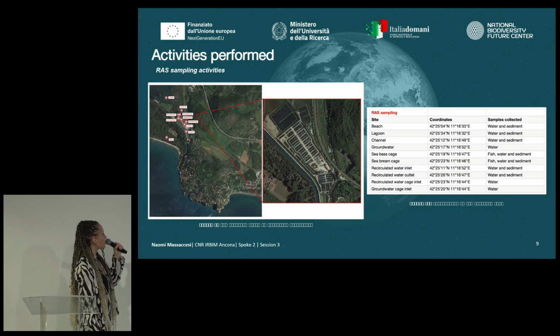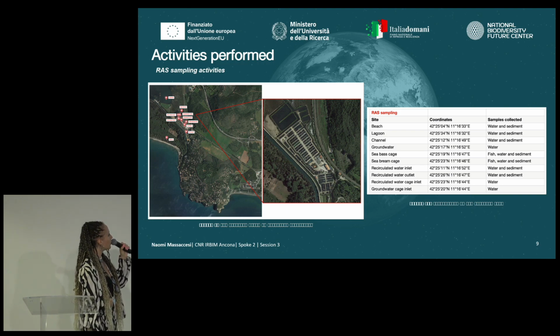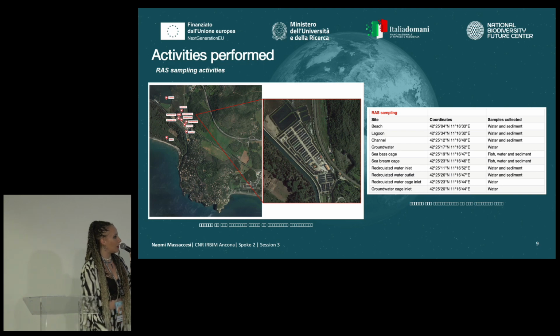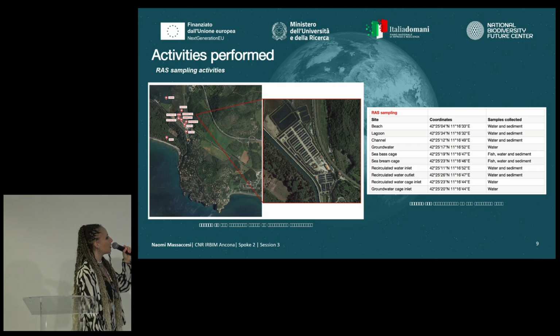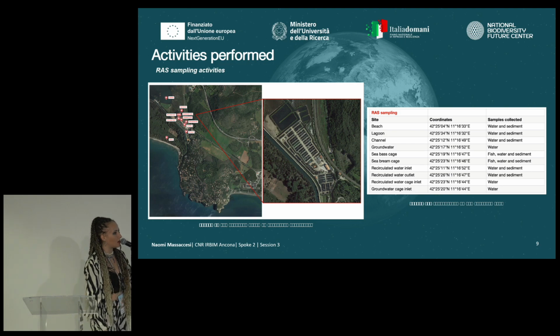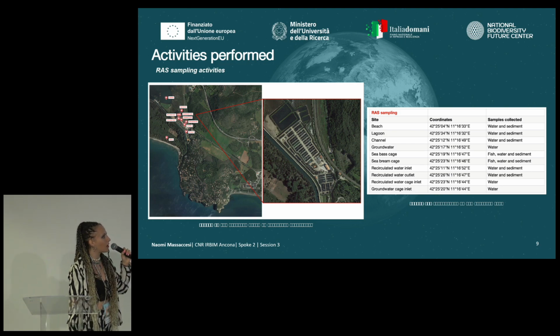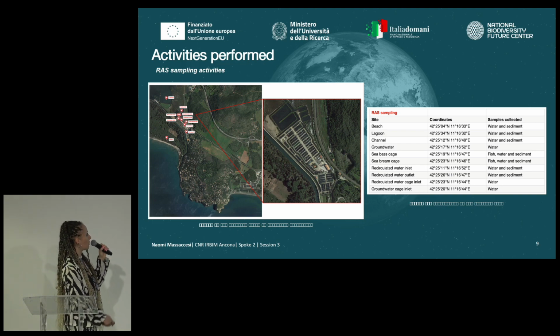control that was a beach, a lagoon characterized by a channel connecting the lagoon with the sea, and this channel mainly influenced by the wastewater treatment plant. 7 sampling sites located inside the fish farm: a sea bream and sea bass cage in which groundwater and recirculating water are mixed together.